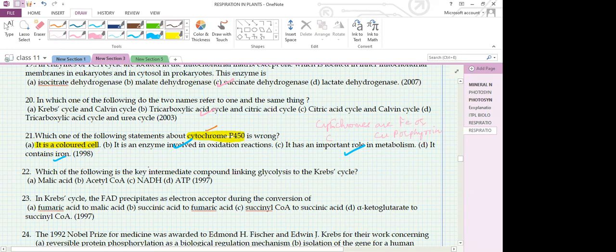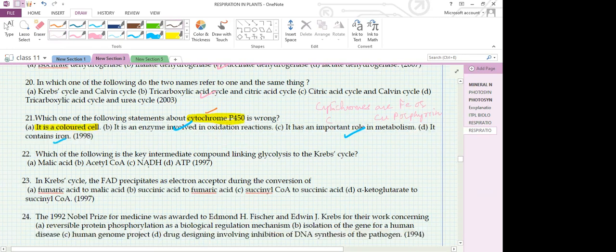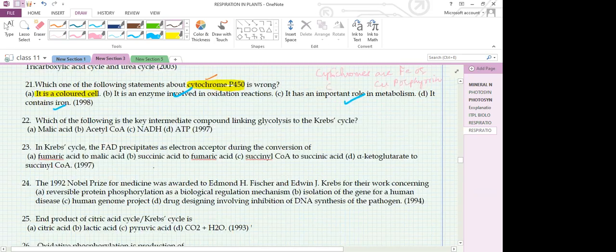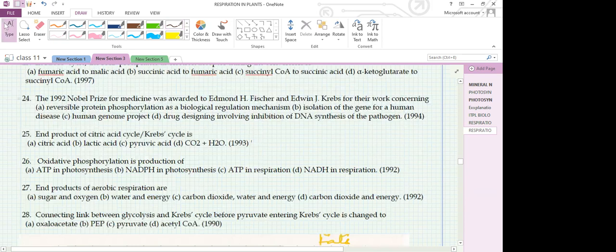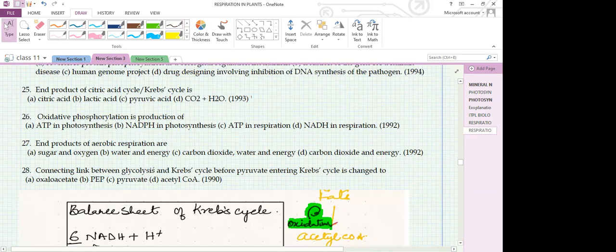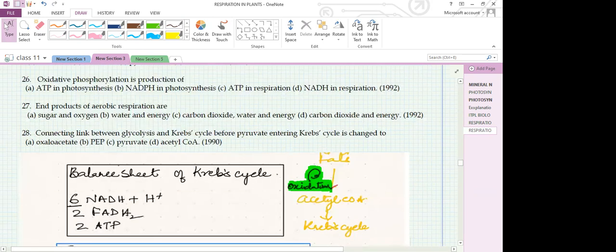I do one thing. Questions 1, 2, 3, 4, 5 I will do, and you do 5, 6, 7. I have added 7 questions here, including the end product of it. So please do that. This is an easy one. Now let's go to the electron transport system.